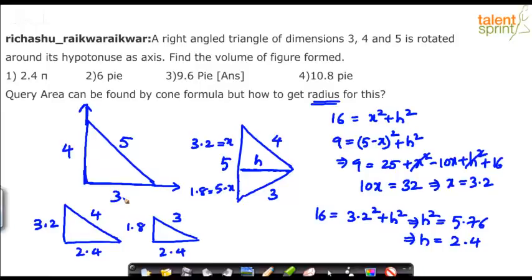Rotated means by how much angle should it rotate. It is not some angle, it is one complete rotation. Are you able to follow? Kalpana has got a query: rotated means by how much angle? Rotation means what?